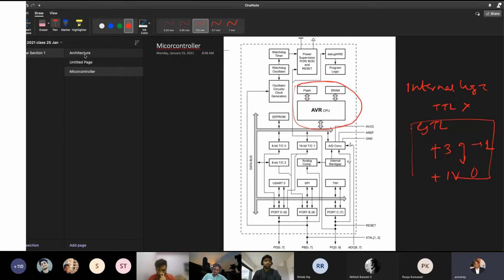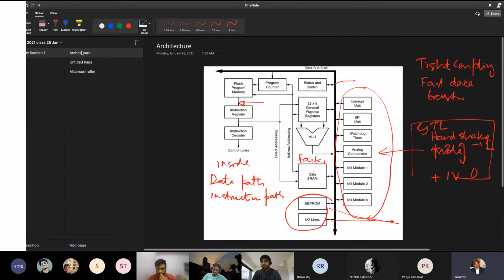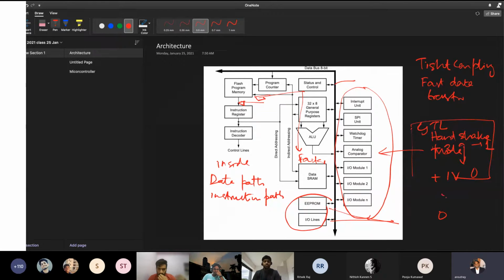That is, inside, if you look at the data transfer, the voltage level may be reduced. It may not be TTL because they are very close. So you don't have to give 0 to 5 volt. It is not required. So the voltage levels inside the CPU are reduced, but the moment it comes out, it may be 0 to 5 volt.